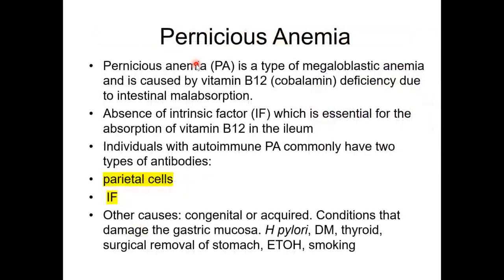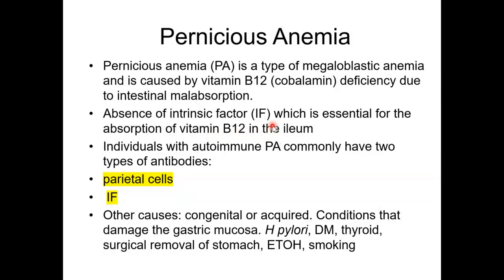So let's talk about pernicious anemia. Pernicious anemia is a type of megaloblastic anemia and is caused by vitamin B12, which is cobalamin, deficiency due to an intestinal malabsorption. So the person has a problem with B12. They may be taking B12 pills and all the supplements, but their gut can't absorb it. So they have a B12 deficiency, and that's the cause of it. Absence in intrinsic factor, which is essential for the absorption of vitamin B12 in the ileum.